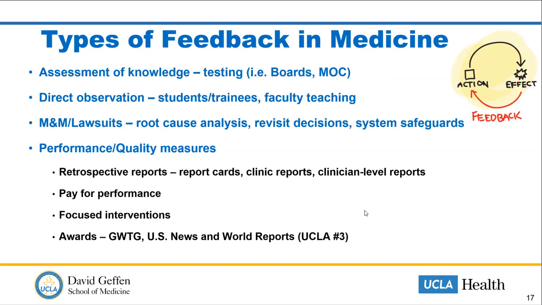Academic centers and hospitals tend to have requirements for M&Ms. You can learn from lawsuits about colleagues that did something wrong, things in the press, etc. Some of these events trigger a root cause analysis. You might revisit decision making: what was the information present at the time, and were there errors in judgment? And then thinking about system safeguards as a response to that type of feedback.